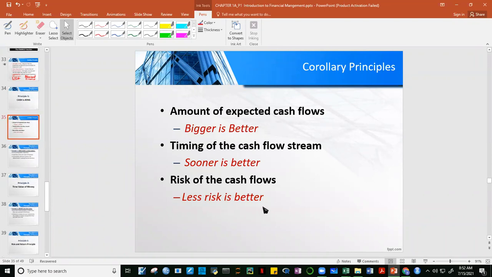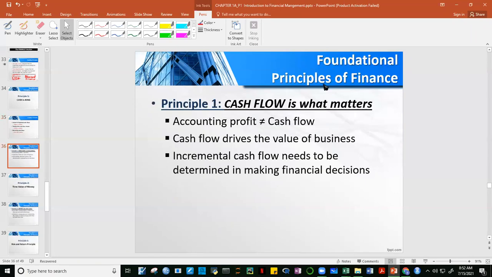So if you're in an industry where the technology is relatively new, syempre yung cash flows yan mas risky. And we would want less risk in cash flows. Of course, that's better than cash flows in very risky propositions. Okay, so sabi natin sa principle number 1 natin, dun sa corollary principles natin, cash flow is what matters. Accounting profit or net income is not the same as cash flow. So if you're given data about net income after tax, kailangan i-convert mo muna yan into cash flow for you to be able to assess whether the project is feasible or not. And we know that it's cash flow that drives the value of the business.